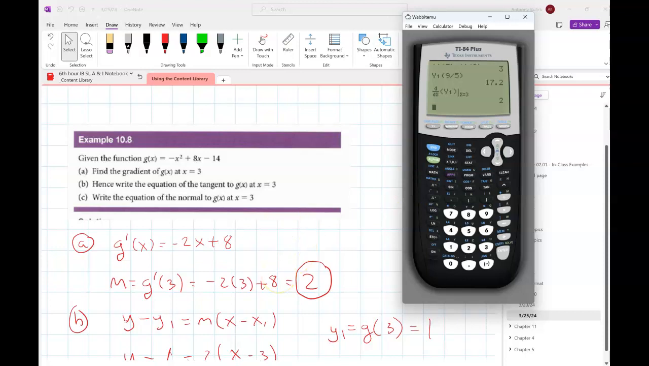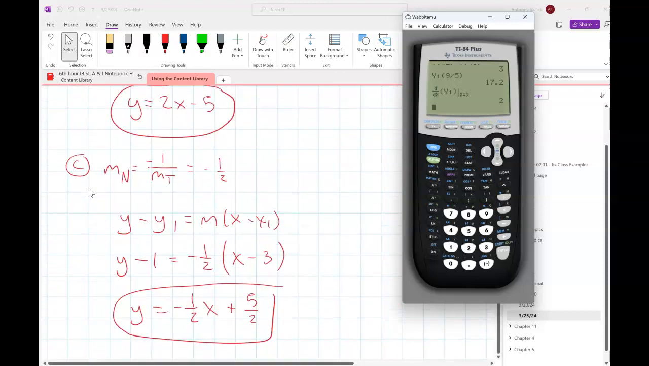Everybody feel good? You're like, Mr. Kulik, how come you didn't tell me that before the last quiz? Well, it's because I do want you to be able to do this by hand.